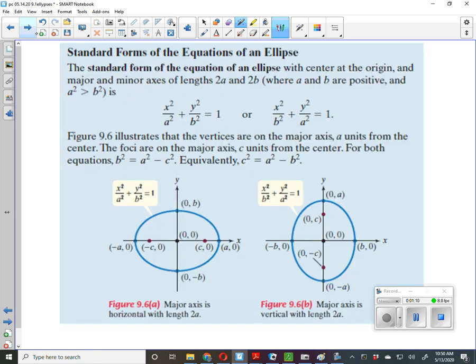So to start with, I need you to probably stop the video and write down the formulas. Notice that those formulas are identical with the exception of what's in the denominator, a squared and b squared. The larger of the two numbers will be the a squared. I'm sorry, I lied earlier about it being under the x. So if the larger number is under the x squared, it's going to be a horizontal ellipse. If it's under the y squared, it's going to be a vertical ellipse.